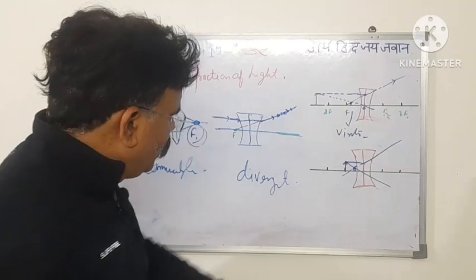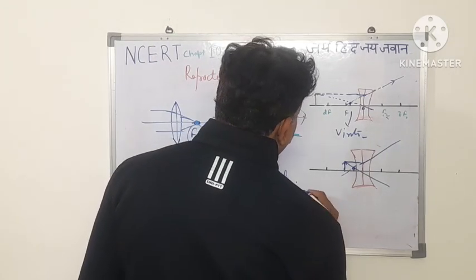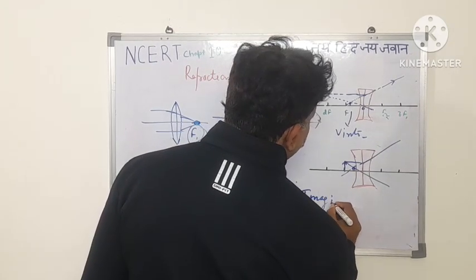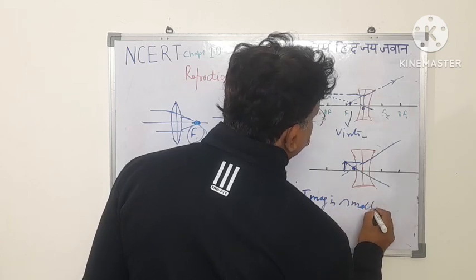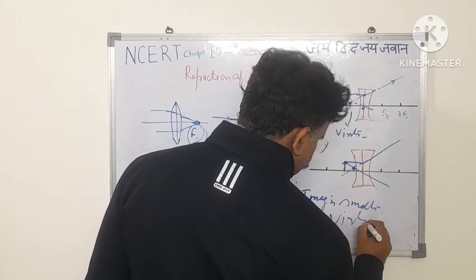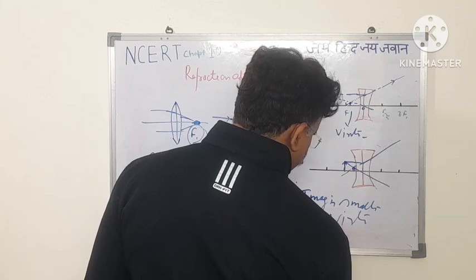So in the concave lens, the image is smaller, virtual and straight.